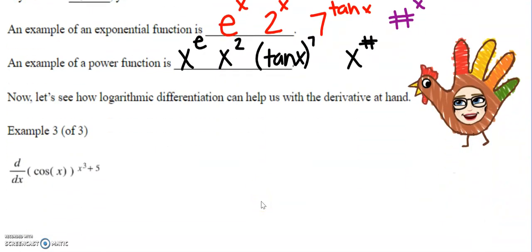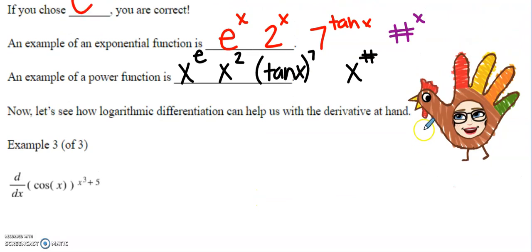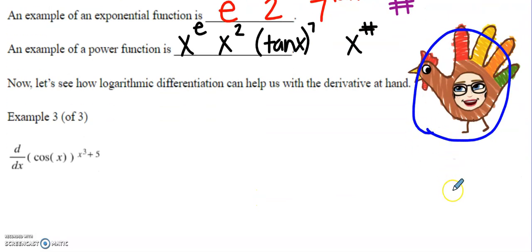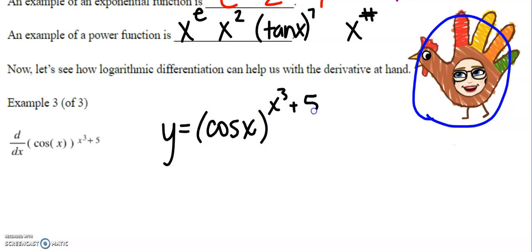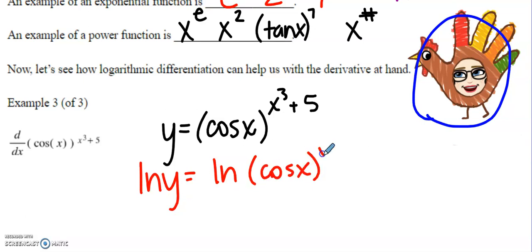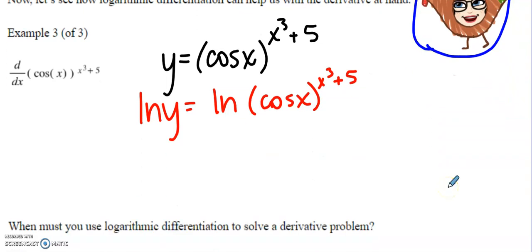So let's see how logarithmic differentiation can help us with the derivative at hand. So bad. All right, so I'm going to call this y equals cosine of x, x to the third plus 5. Well, logarithmic differentiation means I need a logarithm. Great, let me introduce the logarithm. I'm going to take the natural log of both sides. And I'm going to use my log property of swinging down.